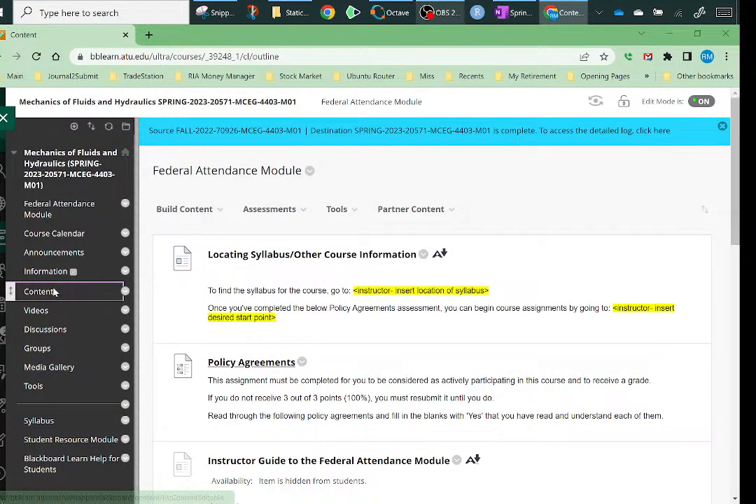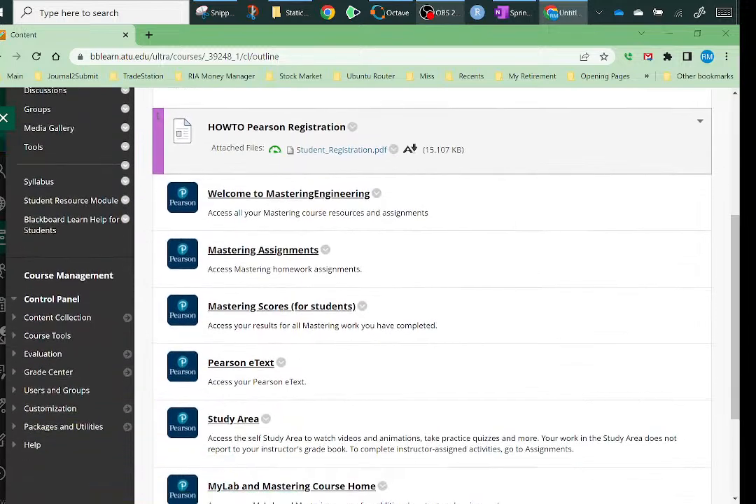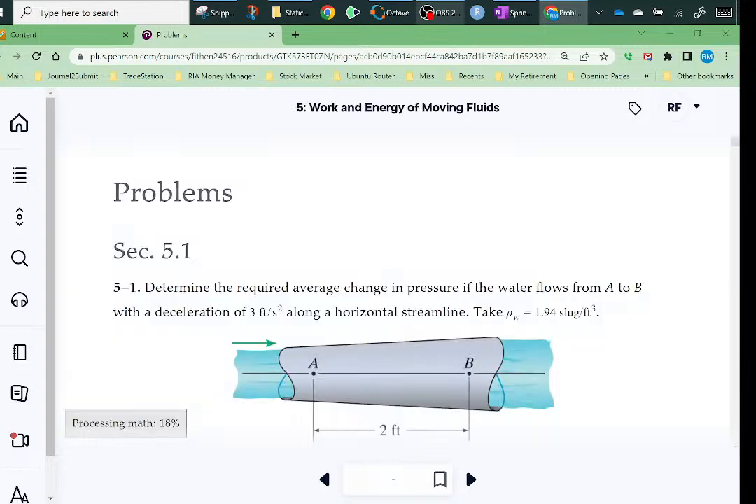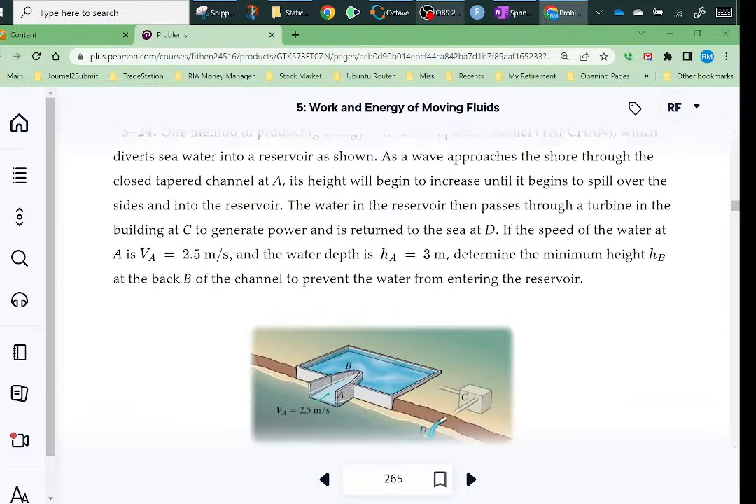Let's see if I can find it. It may be that when I go to the book, that's where I left off at. Oh, yeah. Yeah, there you go. Oh, there you go. Oh, yeah, I remember that.